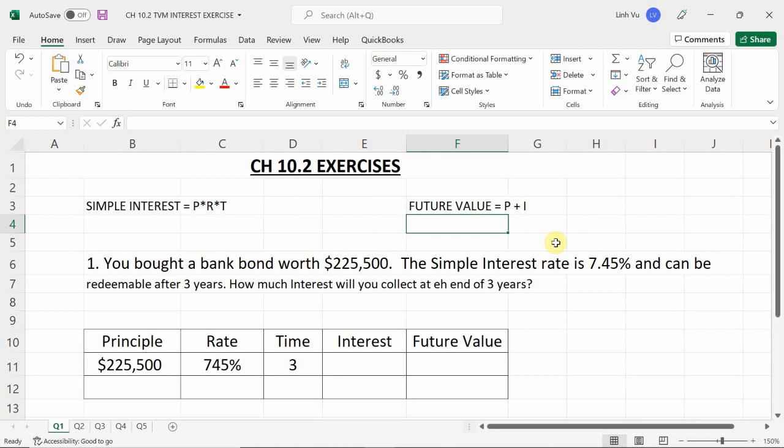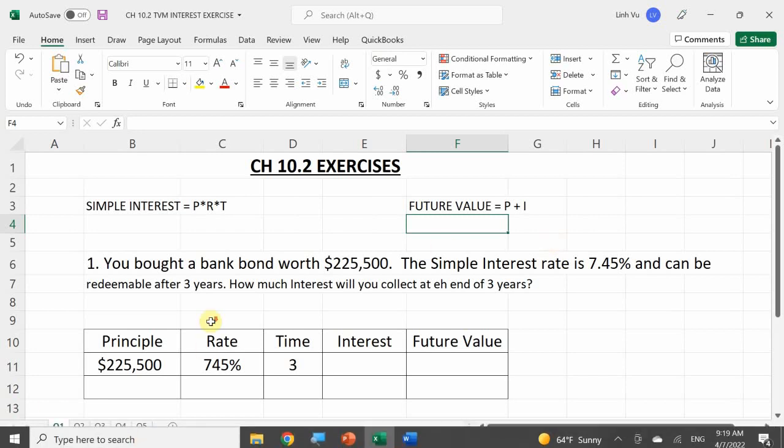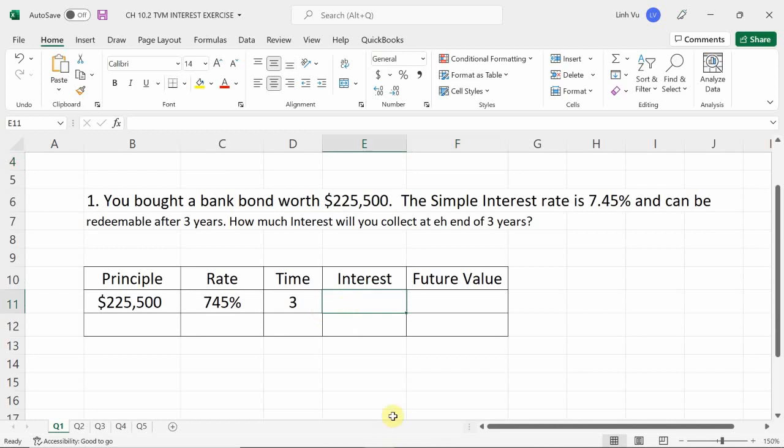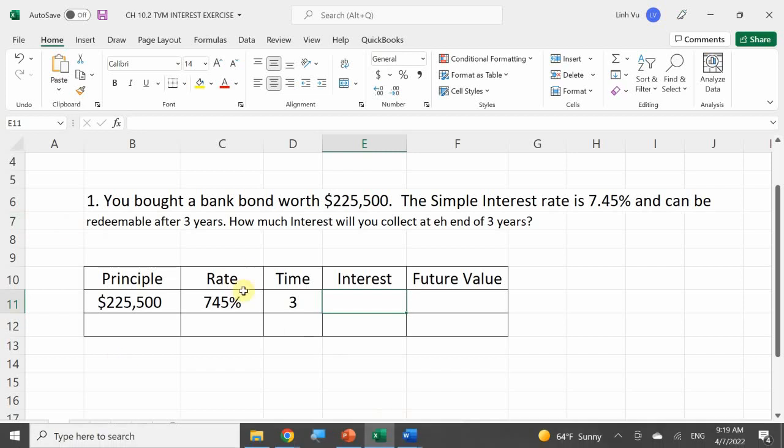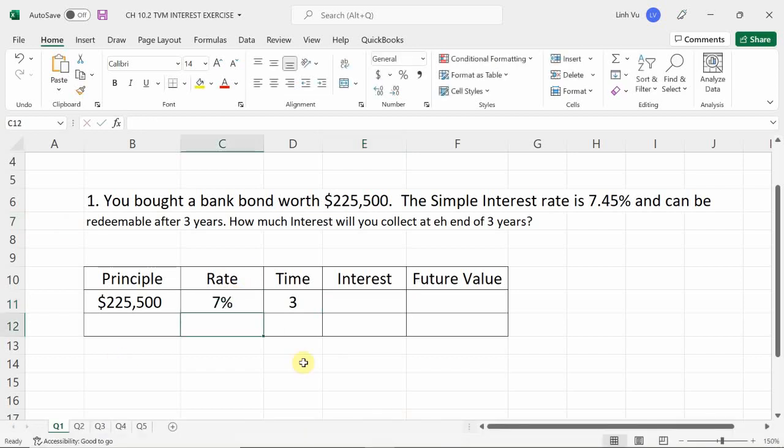Number 1 says that if you bought a bank bond worth $225,500, the simple interest rate is 7.45%, and can be redeemable after 3 years. How much interest will you be collecting at the end of 3 years? So in this case, how do I figure this number out?